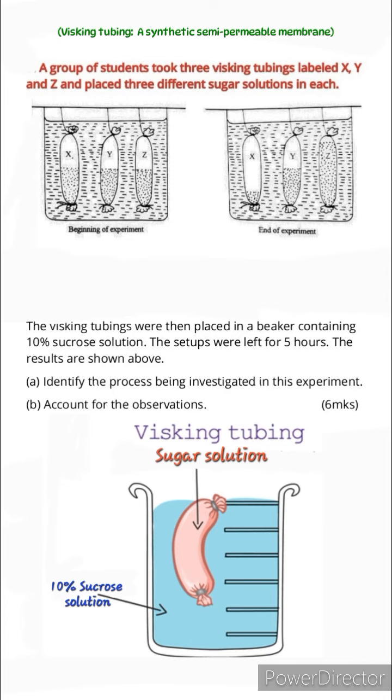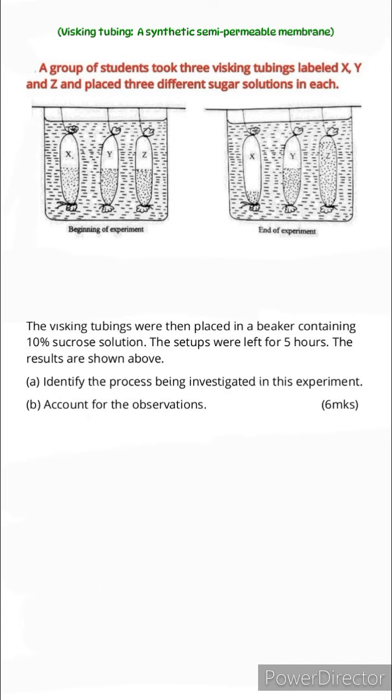And why are we doing this? Because we can clearly see that there's a process that is taking place, because for 2 of the whisking tubings, there's an increase in one and a decrease in the other. So we are going to have movement of water molecules in both of these cases. So we need to determine the concentration of these 2 before we can proceed.